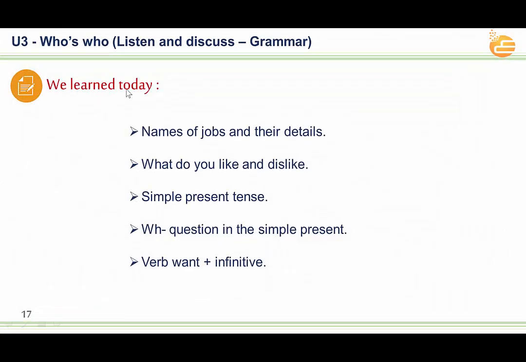So today we learned: number 1, names of jobs and their details. Number 2, what do you like and dislike? Number 3, simple present tense. Number 4, WH questions in the simple present. Number 5, verb want plus infinitive.